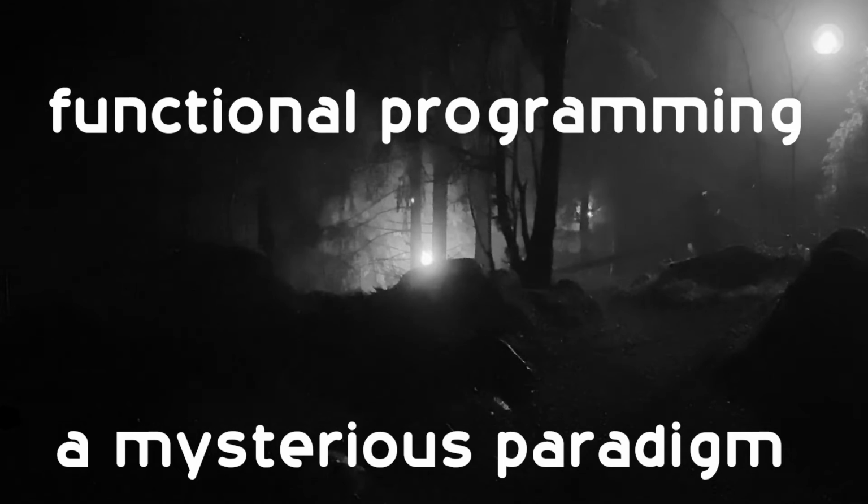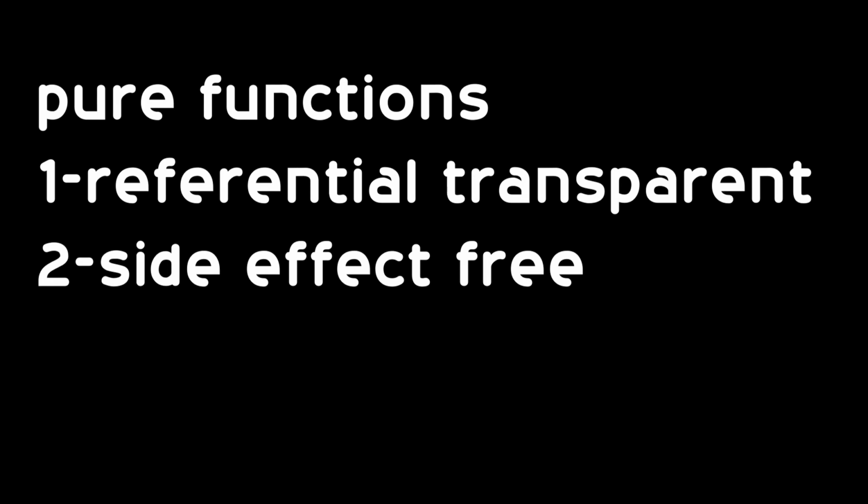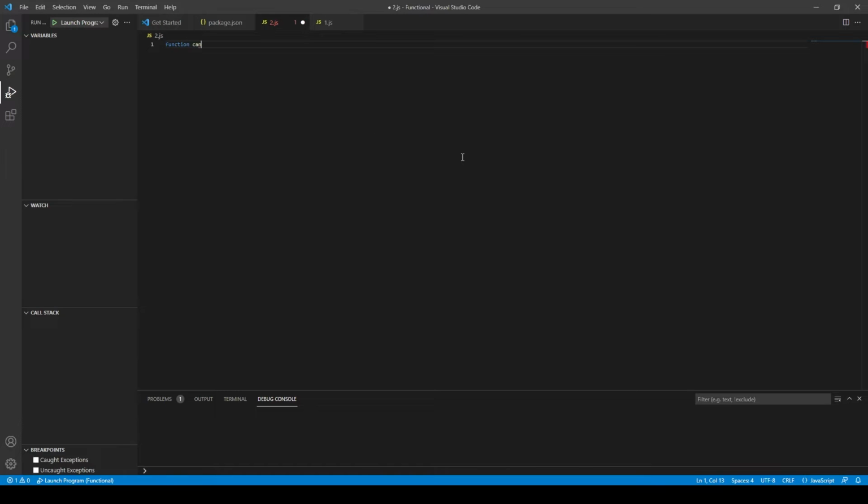Functional programming is a programming paradigm where programs are constructed by applying and composing functions. Functional programming encourages you to write pure functions. So, what are pure functions? They are functions which both have referential transparency and are side effect free.